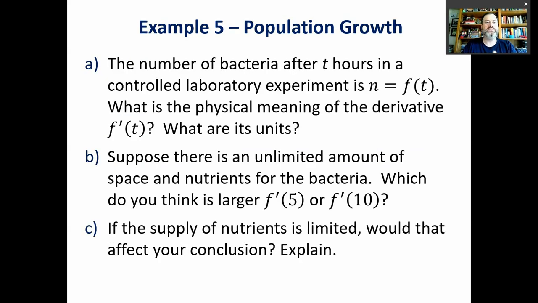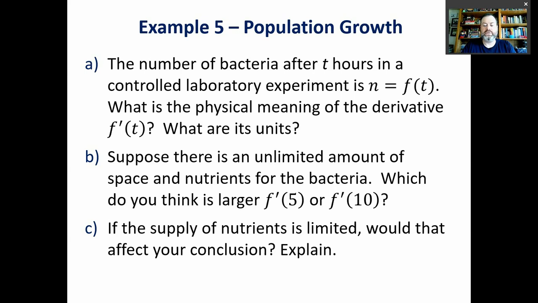All right, so we're going to look at the example of population growth. So we're going to look at bacteria in a petri dish. So the number of bacteria after t hours in a controlled lab experiment is n equals f of t. So the number is somehow some function of time. What is the physical meaning of the derivative, f prime of t? What are its units? So this is an example of a critical thinking problem where you're not looking the answer up. You have to know the meaning, right?